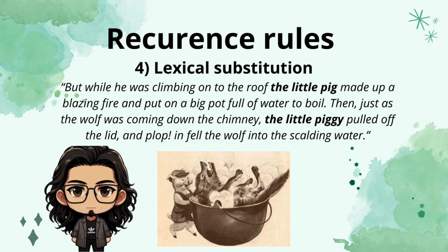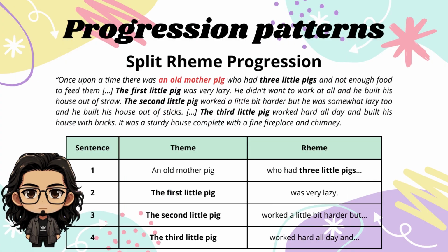Finally, a fourth recurrence rule identified in this text is lexical substitution. In one of the last paragraphs, the little pig is later on referred to as the little piggy. One of the thematic progression patterns that we can identify in this story is called split rheme progression. In the first sentence, the theme is Mother Pig, and the rheme refers to the 3 little pigs. This rheme is split into the themes of the following 3 sentences. Each one of them is about a different little pig.